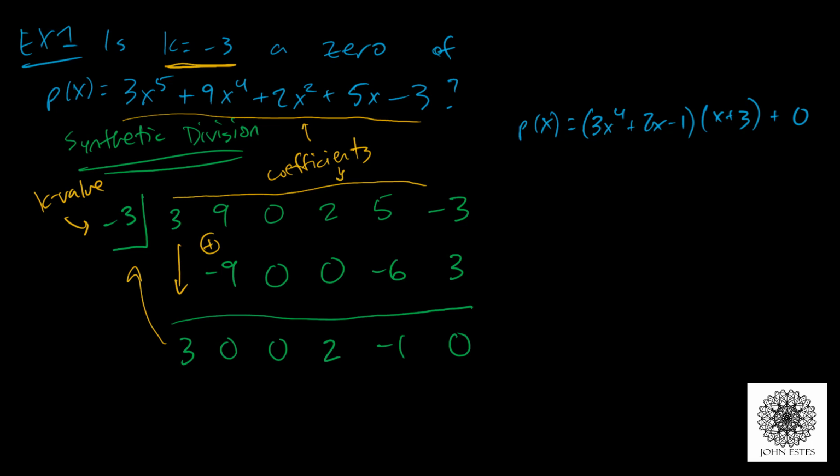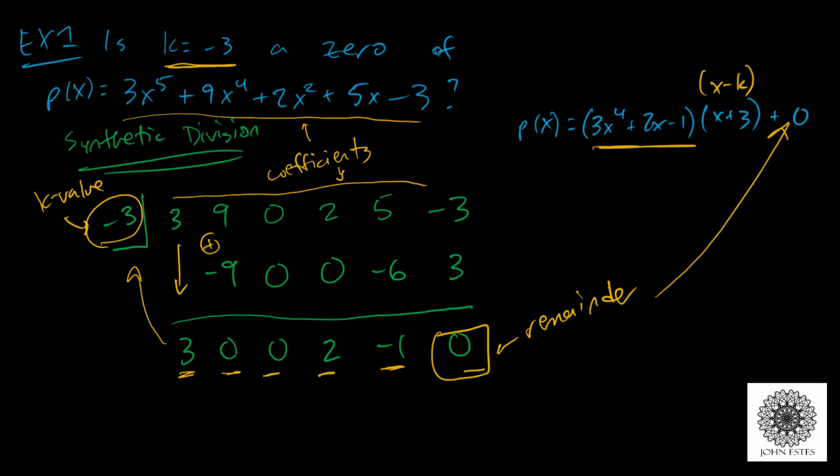Okay, now where did I get this stuff? So here is the 3x to the 4th, 0x cubed, 0x squared, 2x to the first power with a constant of -1. That's how I got all of this here. Okay, my k value, remember I'm testing to see if negative 3 is a value. So here I have x minus k. And that's how I got the x plus 3. And then this guy is actually my remainder. And so I had a remainder of 0.